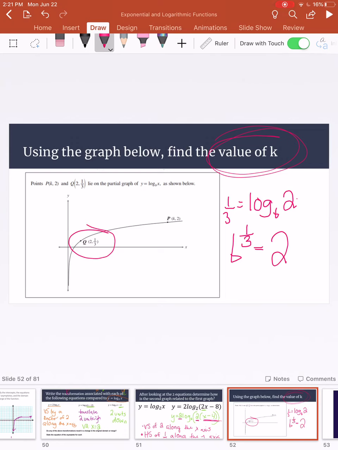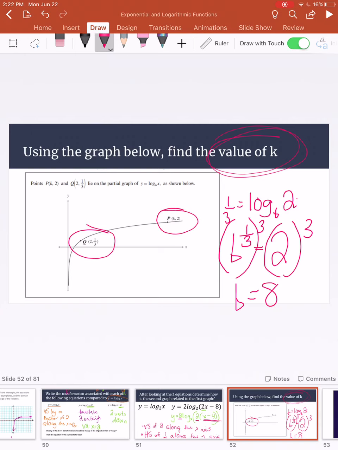So now there's different ways you can do this. I would probably raise both sides of the equation to 3. The reason I'm doing that is so that the 1/3 and 3 cancel out, which gives me b to the 1. 2 to the exponent of 3 is 8. So now I know my b value, so I can work with the point that has the k value, the point I'm trying to find.